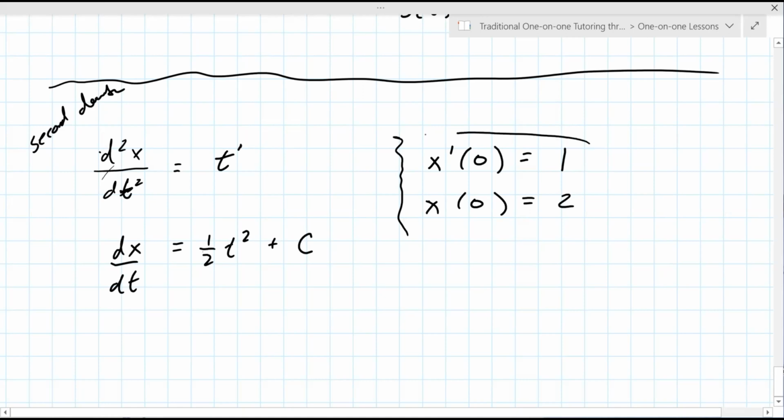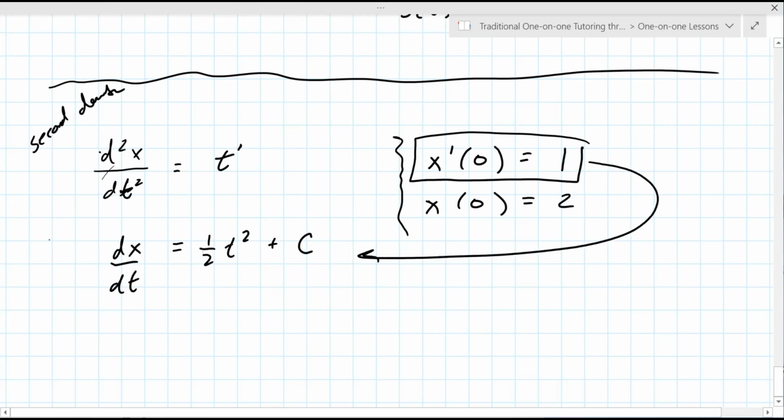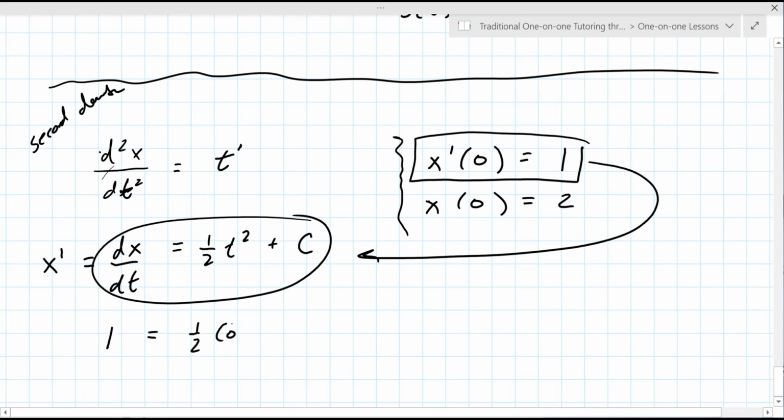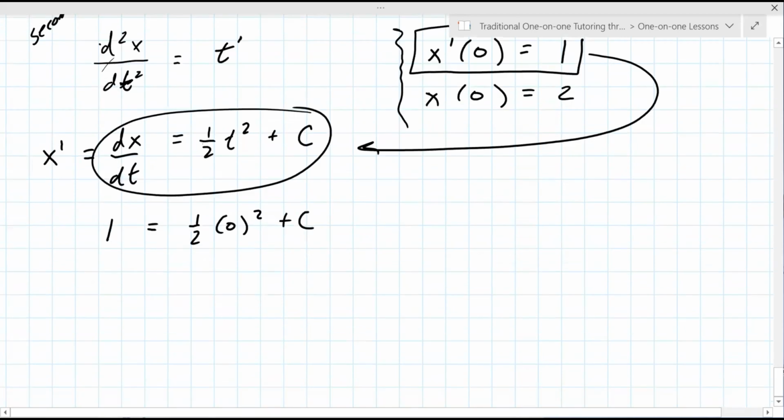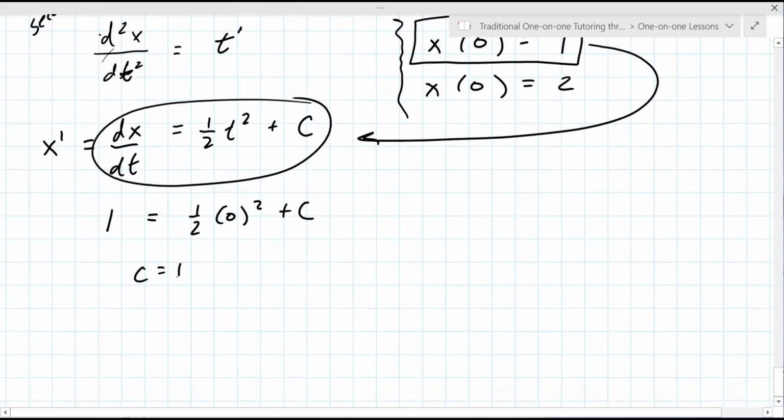So notice this initial condition on the right, this one applies, because this is x prime right here. So you're solving this equation, but you're using this initial condition. So 1 equals 1/2 times 0 squared plus c. Then c equals 1. So that goes back here. So you have dx/dt equals 1/2 t squared plus 1.